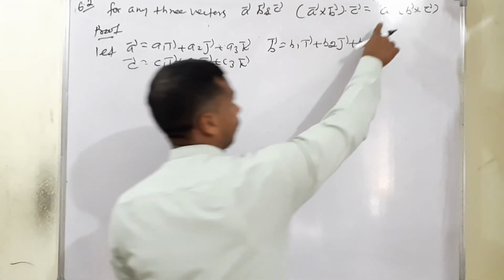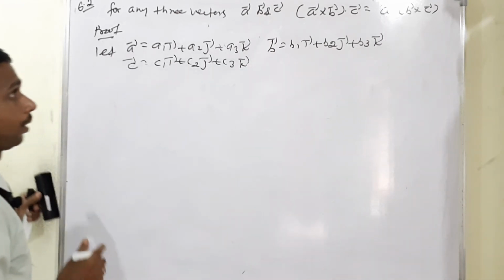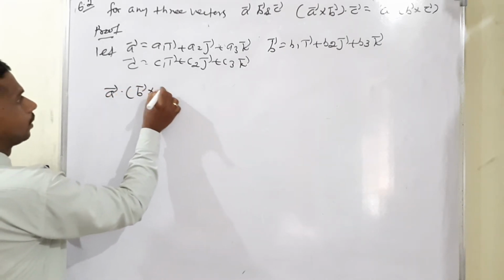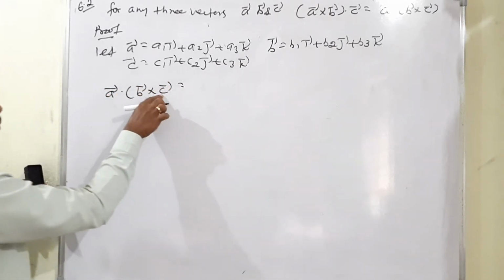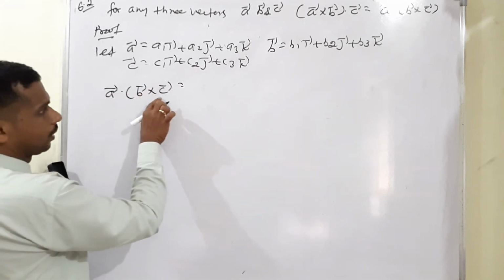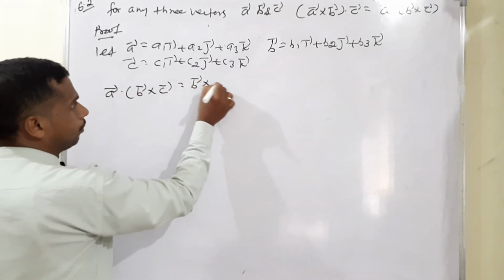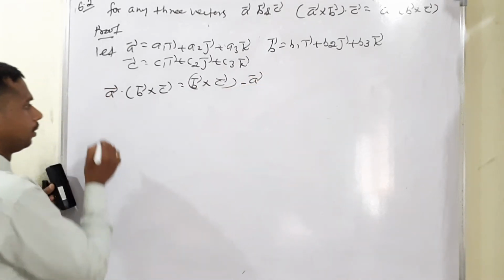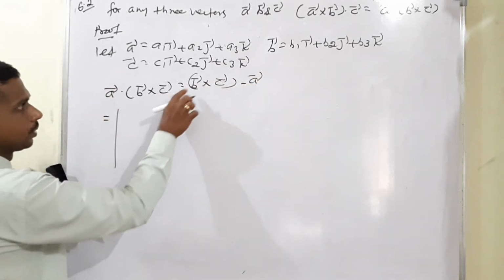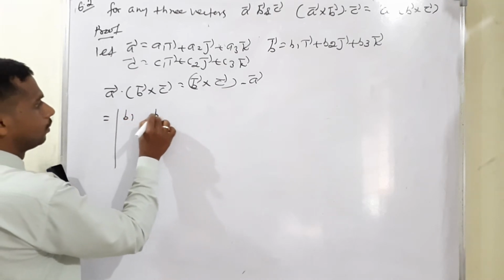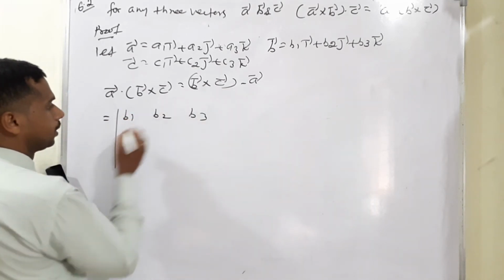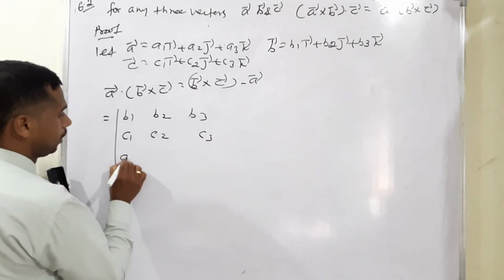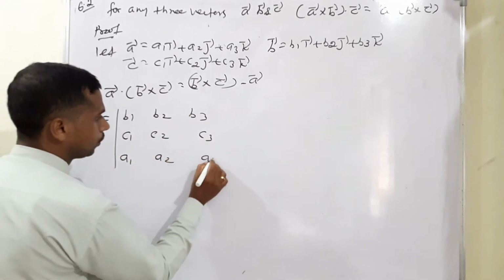I will consider the right hand side part. What is the right hand side? A vector dot B vector cross C vector. According to the commutative law, we can interchange. First we can write the cross product term, B vector cross C vector dot A vector. So if you take it, first B vector means B1, B2, B3. Then C vector means C1, C2, C3. Last A1, A2, A3.